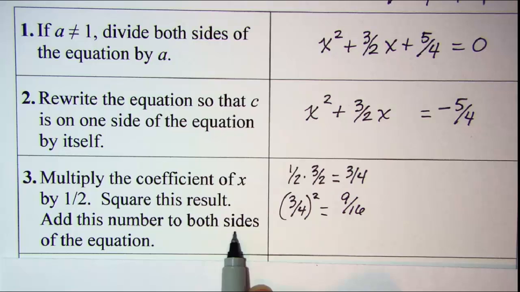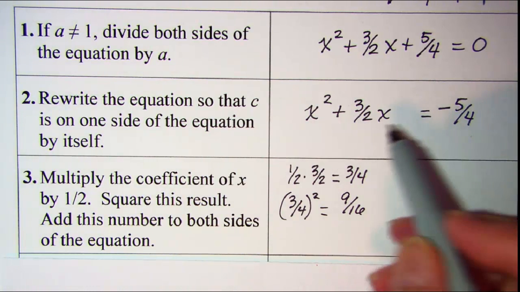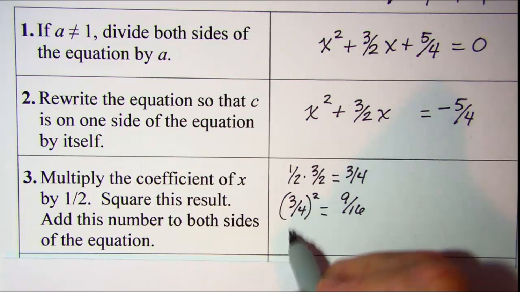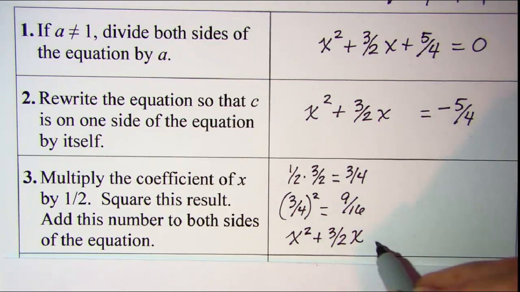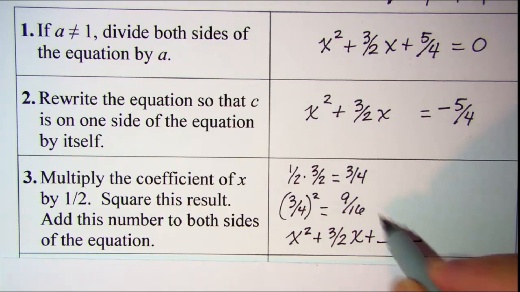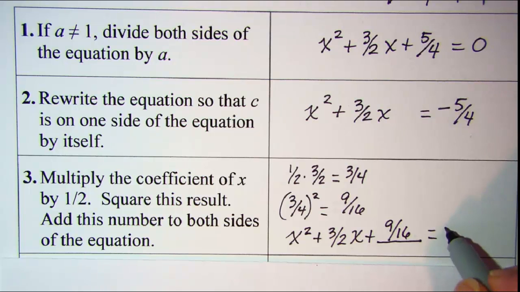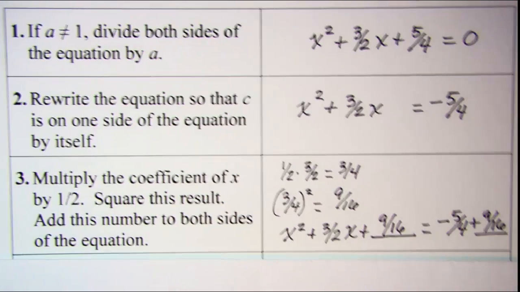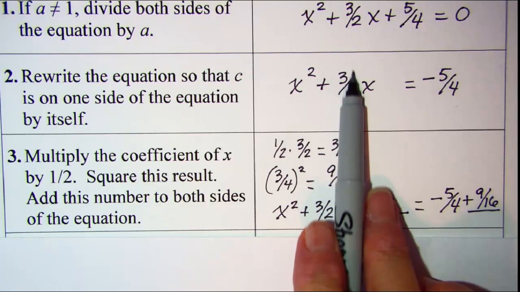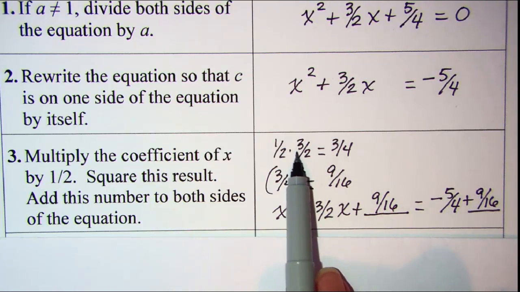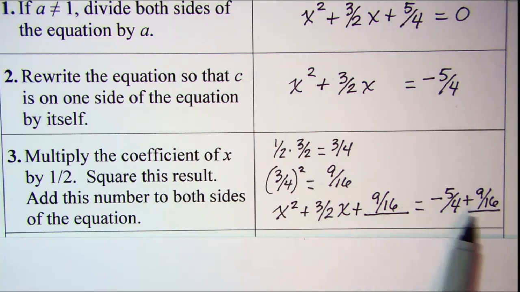And then you want to add this number to both sides of the equation. So let me copy my equation. X squared plus 3 halves x plus, and then I'm going to add my 9/16 to the left side. Then I'll copy negative 5 fourths and add 9/16 to the right side as well. So the half it squared add it step, you want to grab the coefficient of x and half it, square it, and add it to both sides.